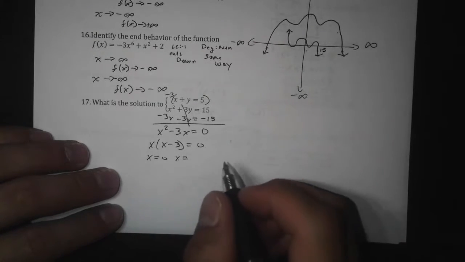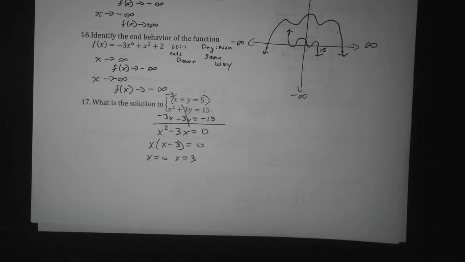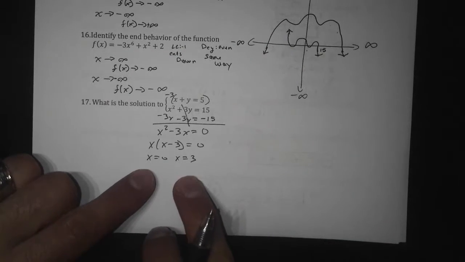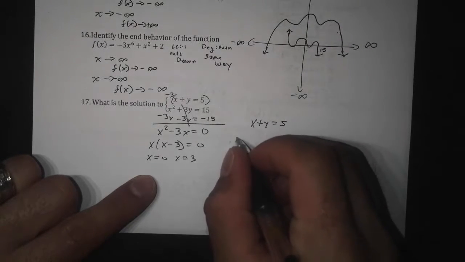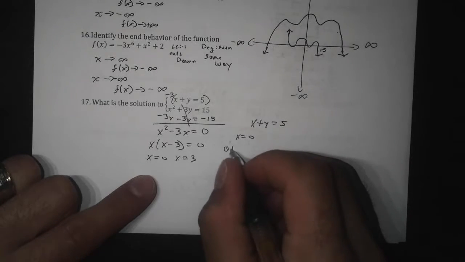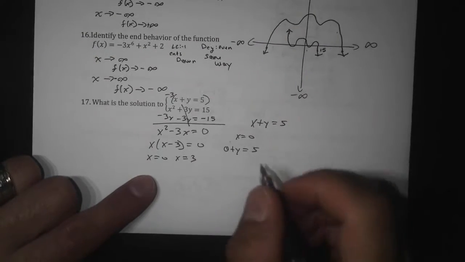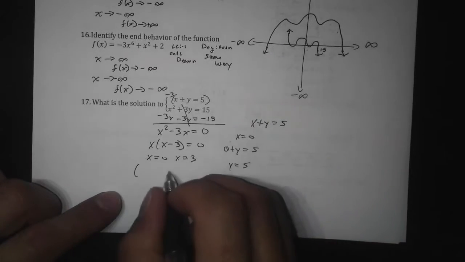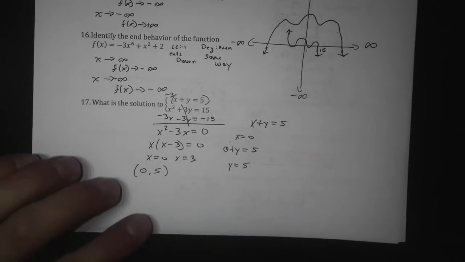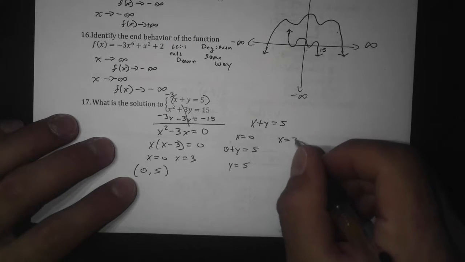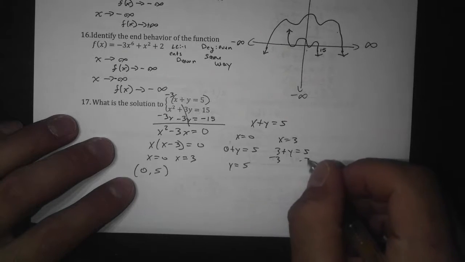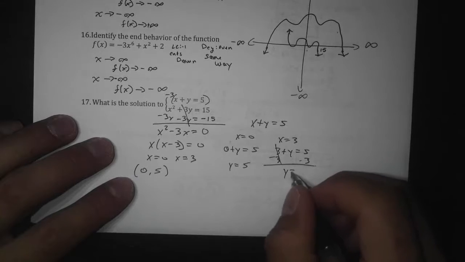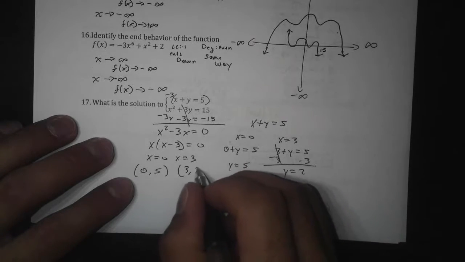X equals 3. Now we're not done. We have to plug these in to find our other variable. We have to find y. So I'm going to use the first equation. X plus y equals 5. So x equals 0. Let's plug it in. 0 plus y equals 5. The 0 goes away. Y equals 5. So for 0, we have 0, 5. We do the same thing. X equals 3. So 3 plus y equals 5. Cancels. Y equals 2. So at 3, we're at 2.